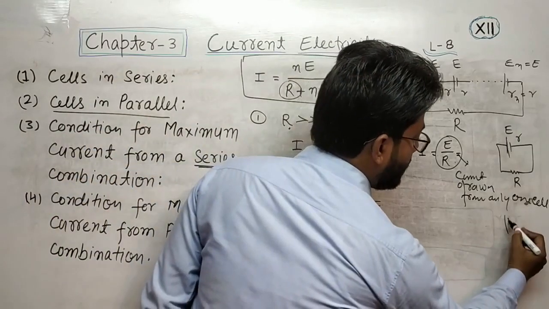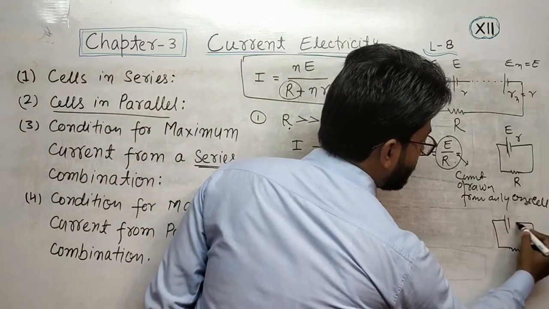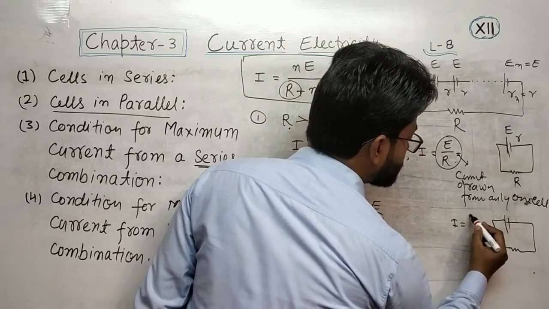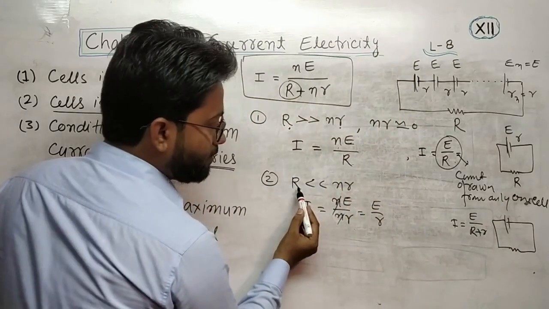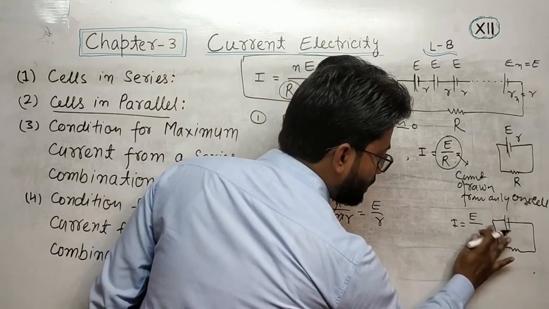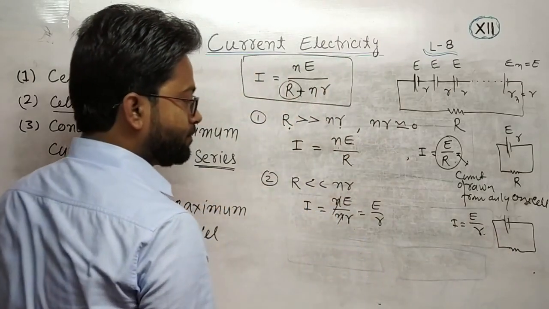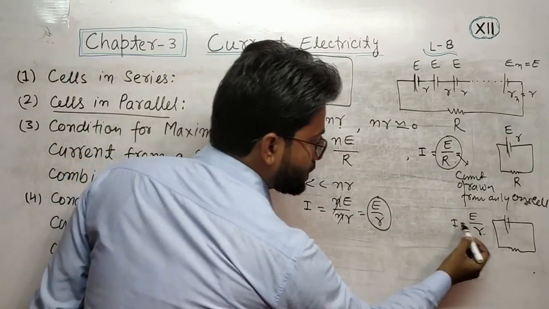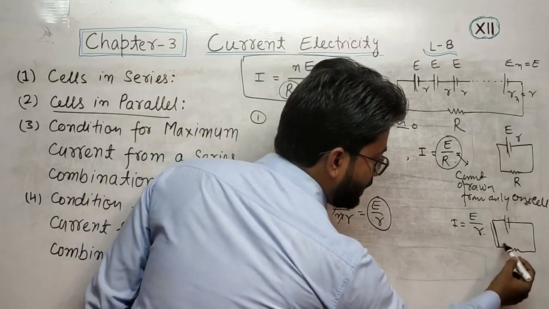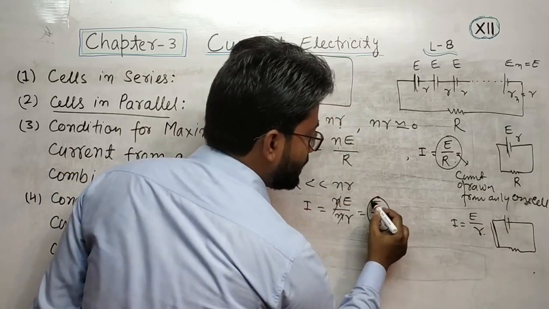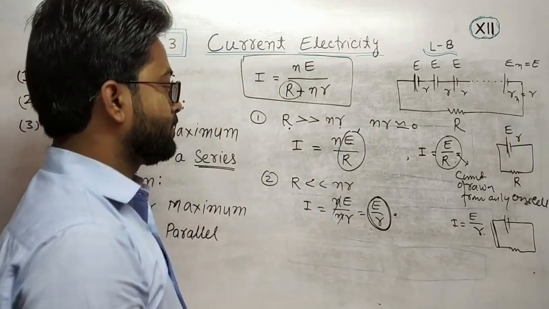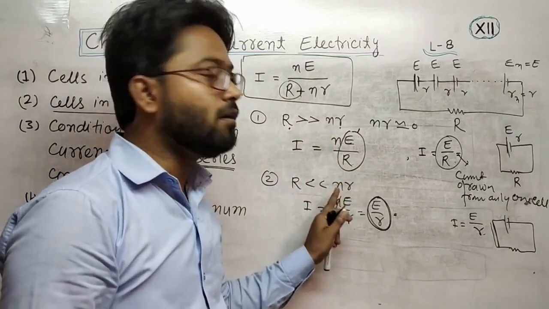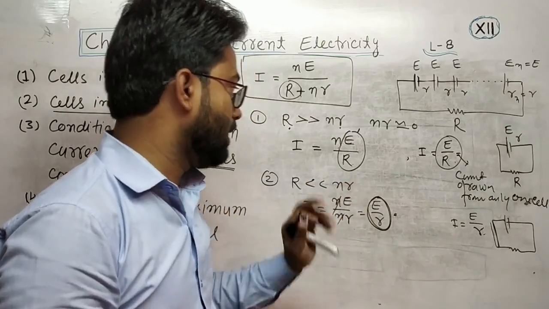If we take only one cell, the current will be equal to E upon R plus r. If r is very small, then r will be 0, only this R remains. E upon R is the current drawn from only one cell. These two currents are both drawn from only one cell.